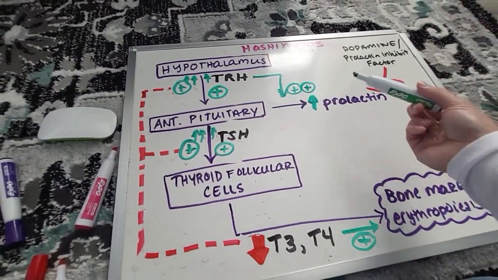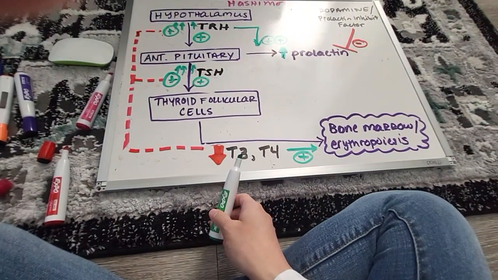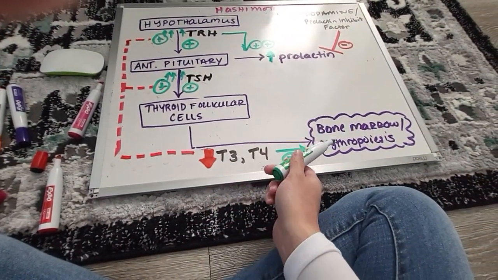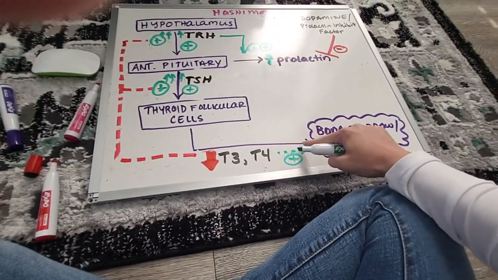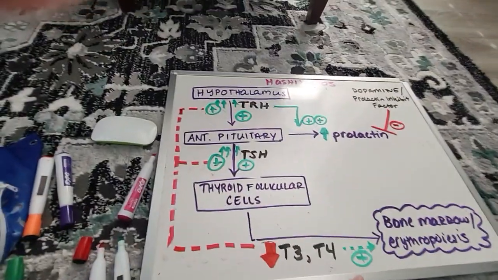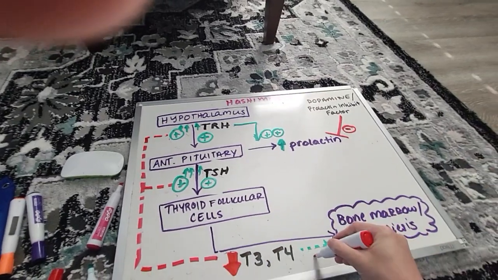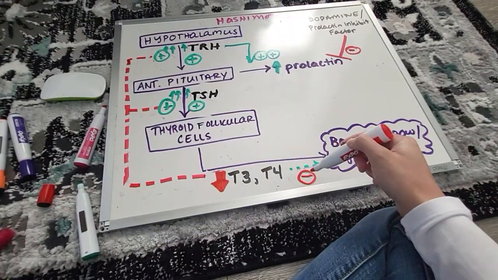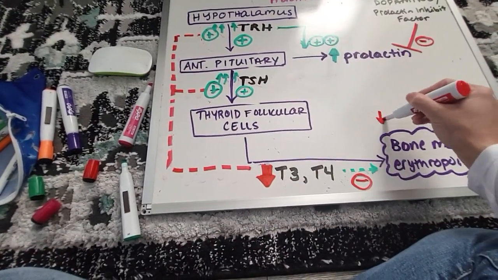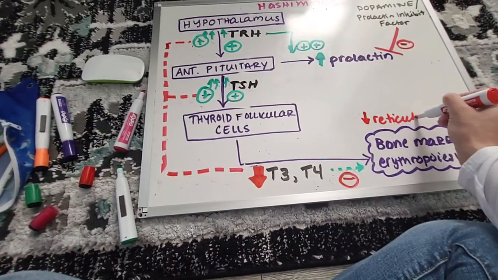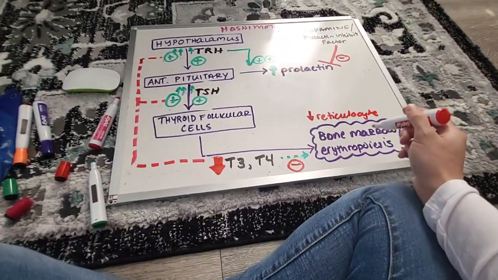And then going to bone marrow and erythropoiesis, because there's not enough T3 and T4 to stimulate the bone marrow, this will be messed up and won't be able to stimulate it. So this will be a negative, causing the reticulocyte count to be low because of that lack of stimulation.